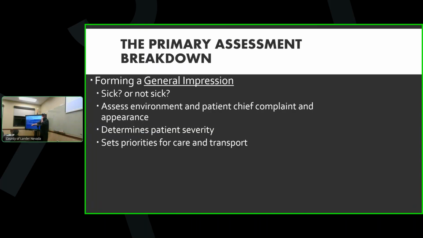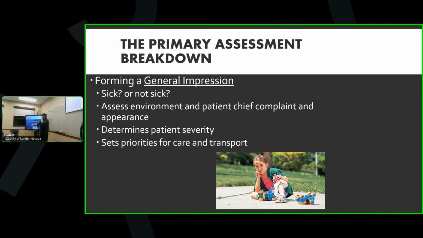So this is where we set our priorities for care and transport. Like, yeah, we're going to stay and play, or we're going to load and go, treat and eat, whatever you want to call it. So you walk up on scene and you see this. What's your first impression?